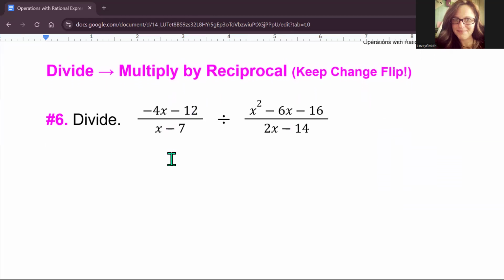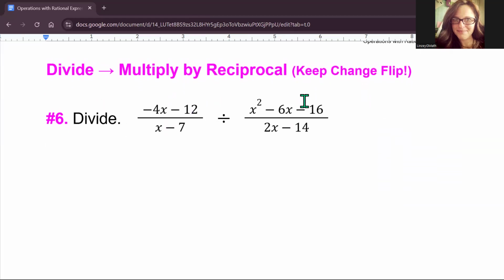Dividing. Dividing, we just multiply by the reciprocal. Keep, change, flip. So we'll keep the first fraction as it is. Keep, change the division to multiplication, and then flip the second fraction. Keep, change, flip. Multiply by the reciprocal.